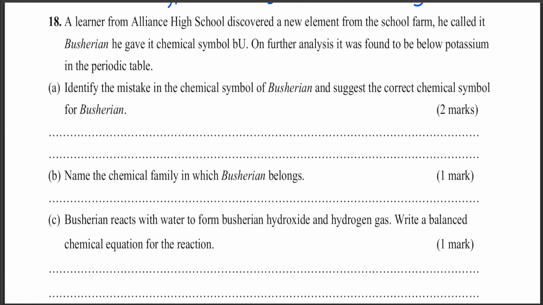Sasa kitu ambayo amefanya, ameandika small b capital U. When you are writing a symbol, the first letter should be a capital letter. The second letter should be a small case letter. So this is the right chemical symbol. So that is the mistake that he did. Now, hiyo pia nataka nifunze something also regarding this matter. Whenever you're writing the symbols, nimesema the first letter is usually a capital. The second is a small.